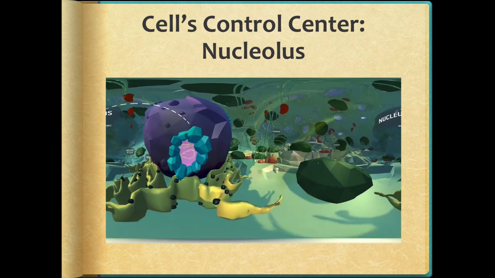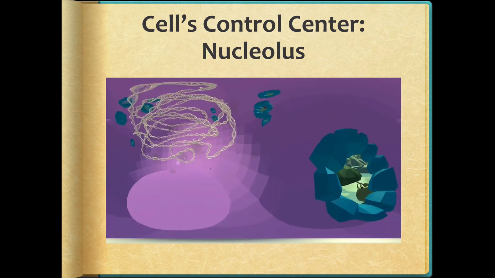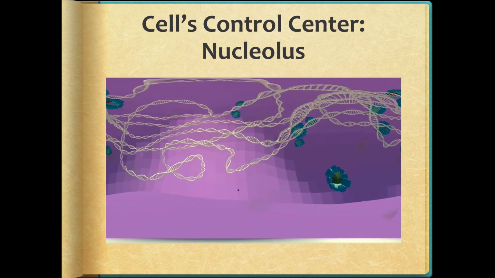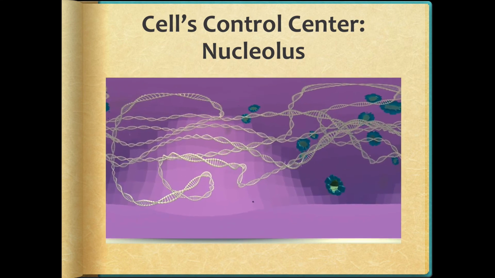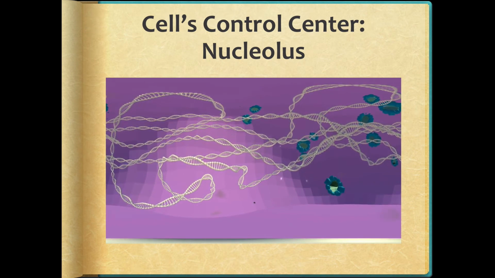You are heading through a nuclear pore and into the plant cell nucleus. The nucleus is home to a plant's DNA. Like meters and meters of cell blueprints, the DNA make the plant what it is.